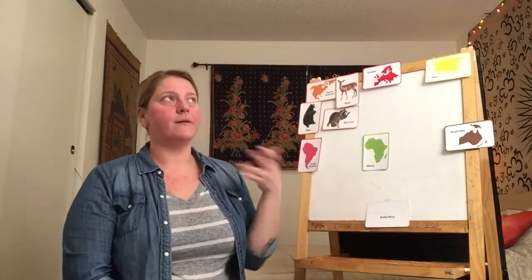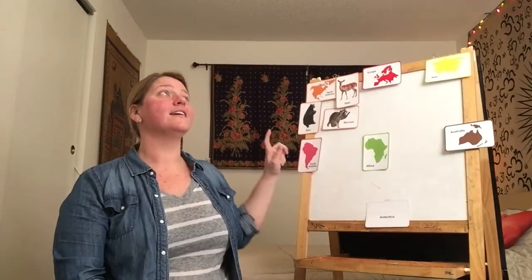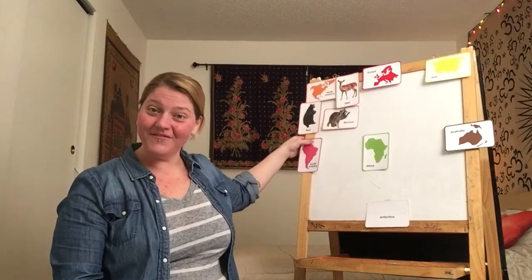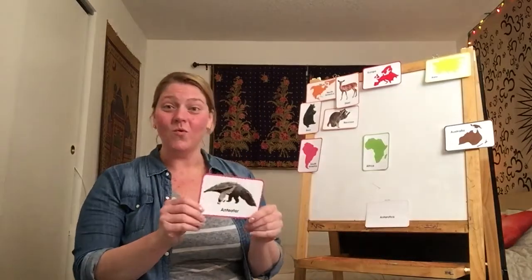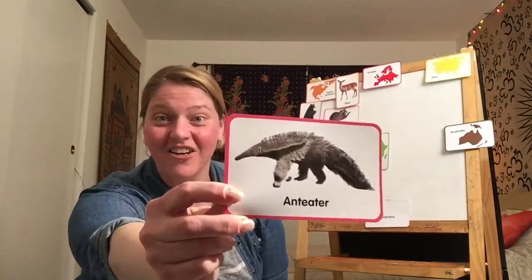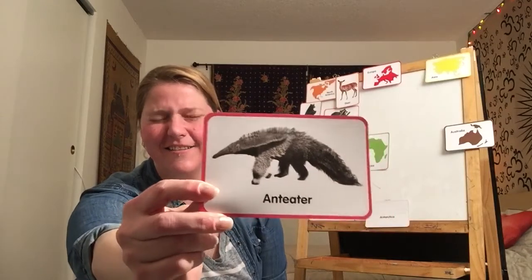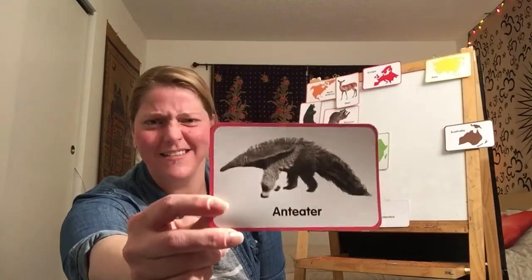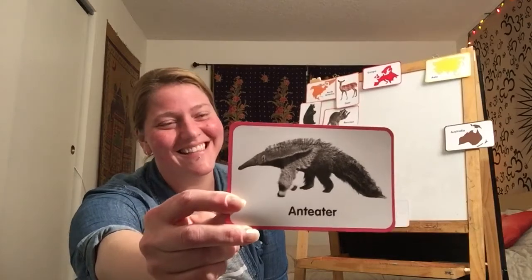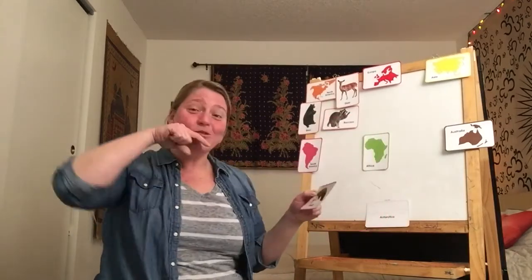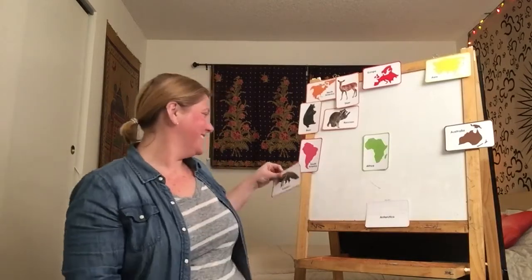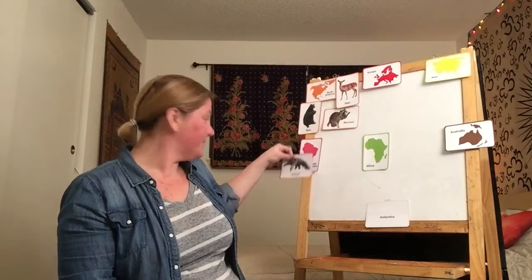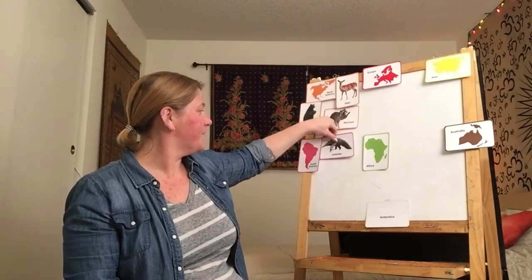Okay, so when we sing our song, we say North America, South America. All right, let's see what we have for South America. Ooh, anteater. I wonder what an anteater eats. Probably ants. They have a super long tongue that comes out and can go into anthills. Woo. They are very interesting animals. Let's put him right here.